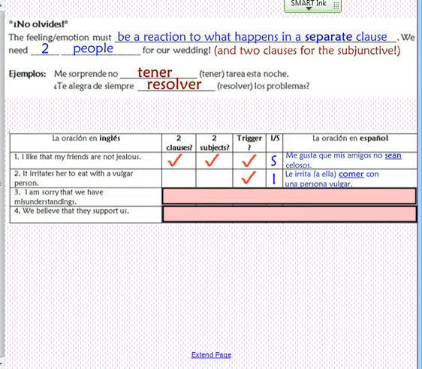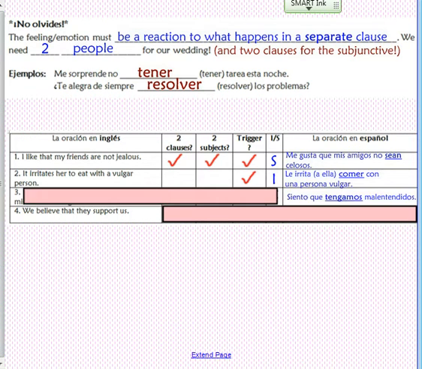Number 2, we do not want the subjunctive here because we have a trigger, but we don't have two clauses and we don't have two subjects. So we're just going to use the infinitive. Le irrita comer con una persona vulgar.